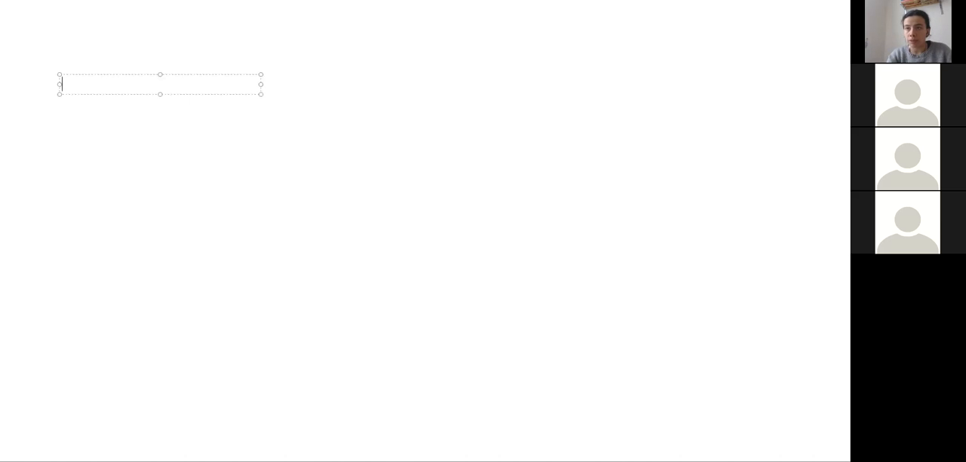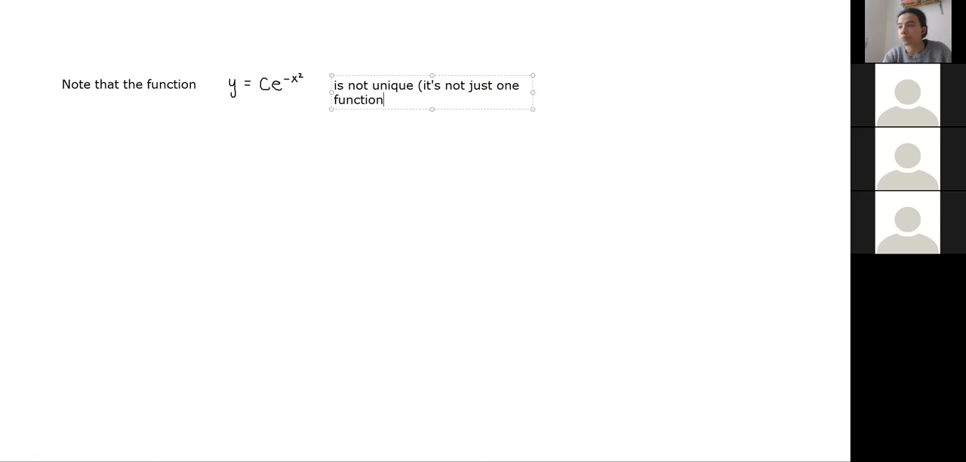So I'm going to first put this. Note that the function, and this was the function y equals c times e to the minus x squared, is not a unique function, right? So that means it's not just one function. Instead, it's a family of functions.